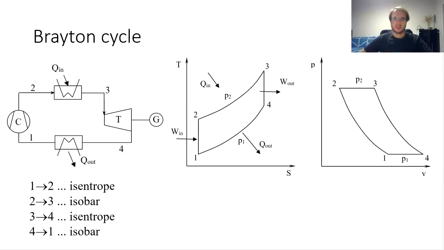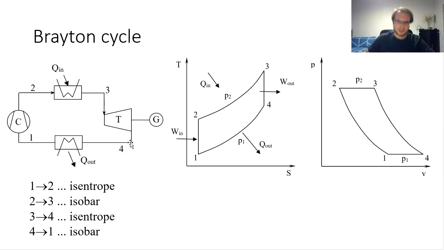So let's have a look at how the Brayton cycle works. Here you can see the process flow diagram where the Brayton cycle consists of a compressor, a turbine and two heat exchangers. The working fluid at point number 1 goes through the compressor where the pressure is increased. Then between points number 2 and 3 there is heat addition.